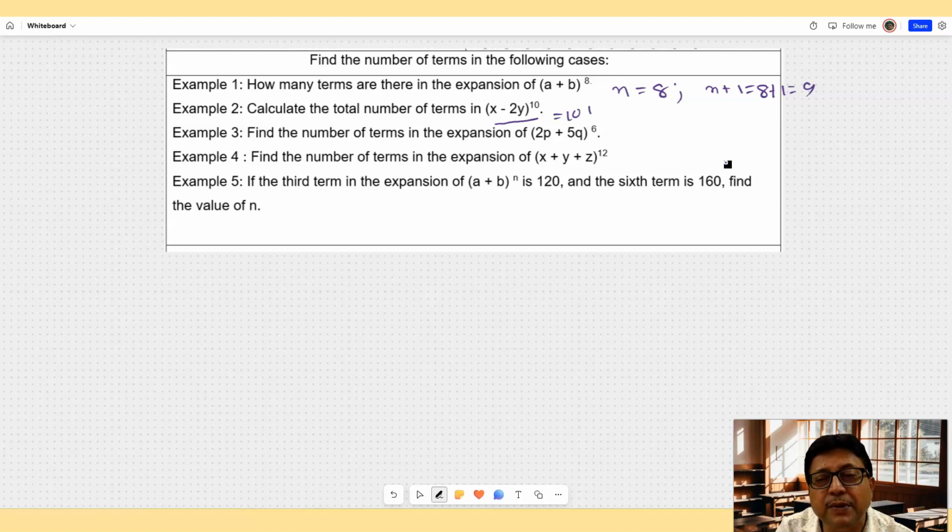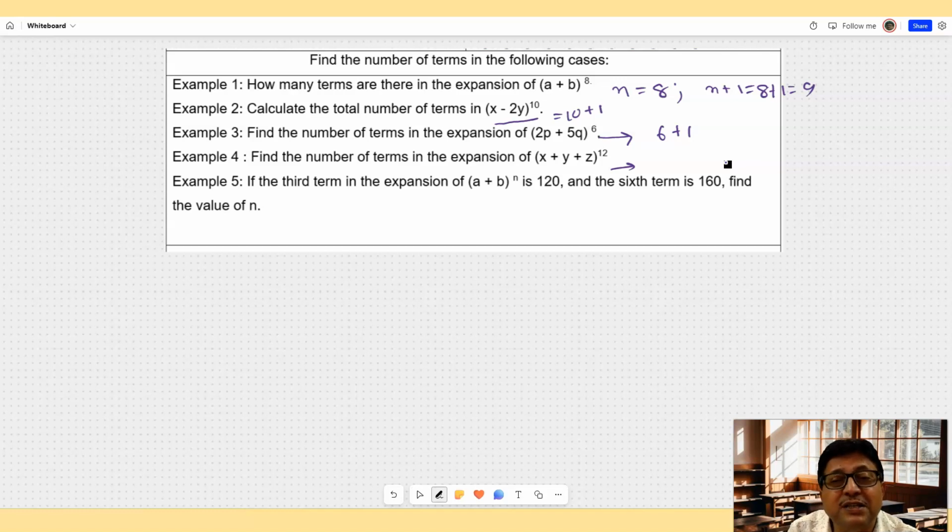Here it will be 10 plus 1. Here, whatever may be the term in the binomial, 2p, 5q, it doesn't matter. Number of terms is going to be 6 plus 1. And here how many? All these are very easy because binomials are there.